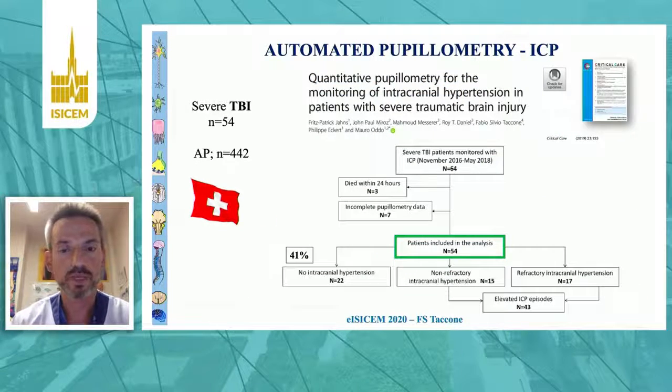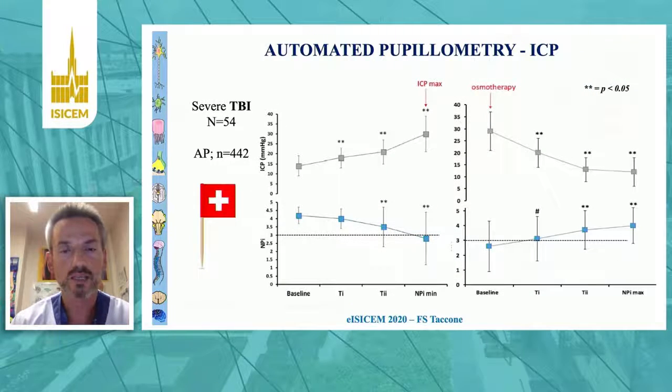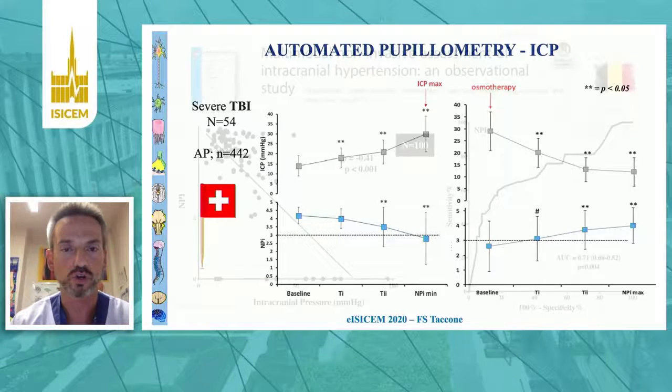Just in terms of ICP, in this paper coming from Switzerland, looking at 54 patients with TBI, you can easily see how the changes in NPI mirror the changes in ICP. ICP goes up and NPI goes down, even before ICP exceeds the values of 20 millimeters of mercury. And for those patients receiving osmotherapy in this slide, ICP goes down, and again, NPI goes towards normal values. So you can use repeated measures of NPI to assess the effect of therapies and the surge of ICP.